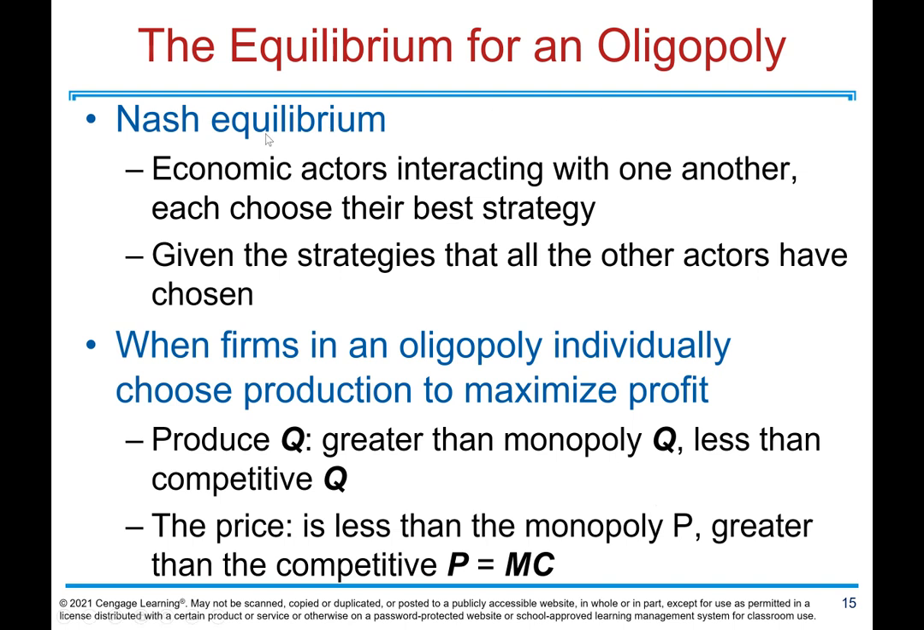The equilibrium for an oligopoly is the Nash equilibrium. Economic actors interacting with one another each choose their best strategy given the strategies that all other actors have chosen. When firms in an oligopoly individually choose production to maximize profit, they produce Q greater than monopoly output, but less than competitive output. The price is less than the monopoly price and greater than the competitive price of P equals MC.